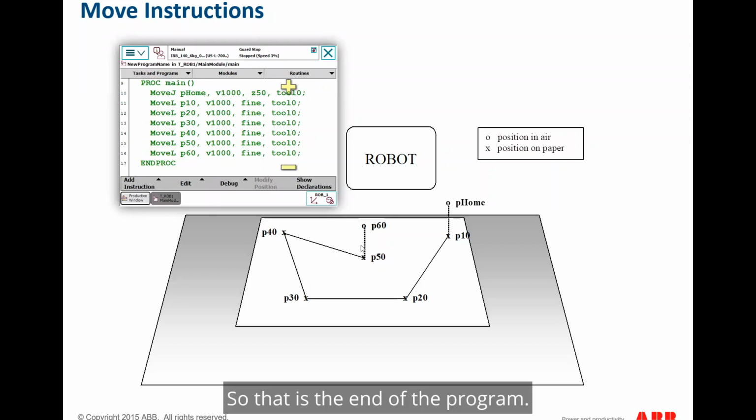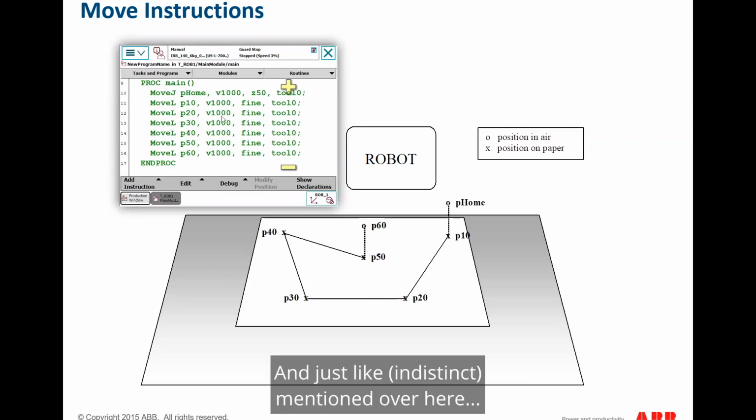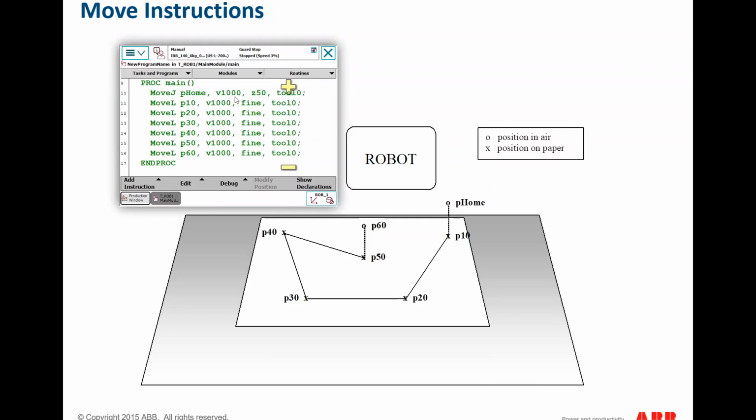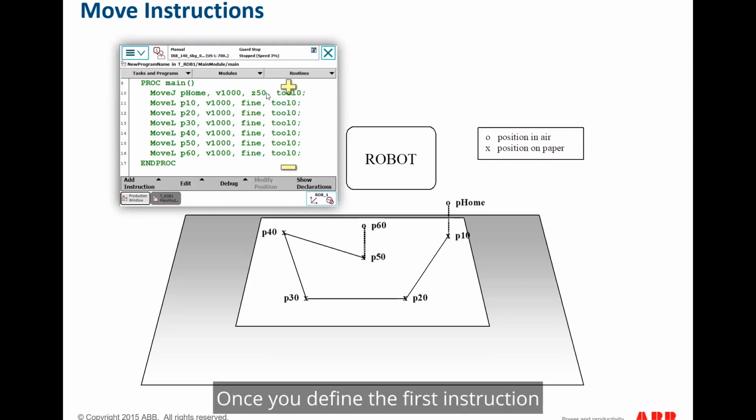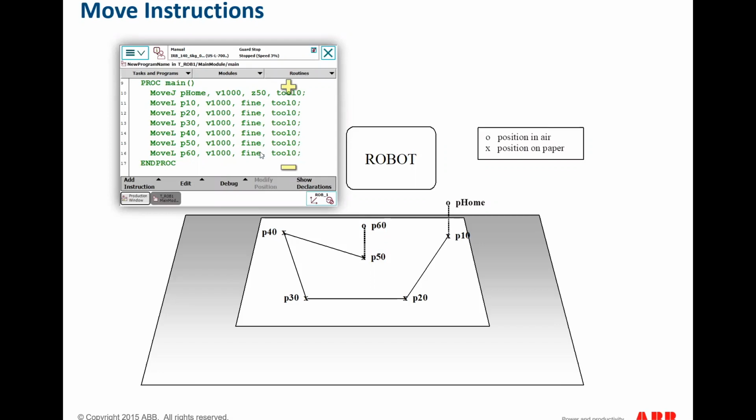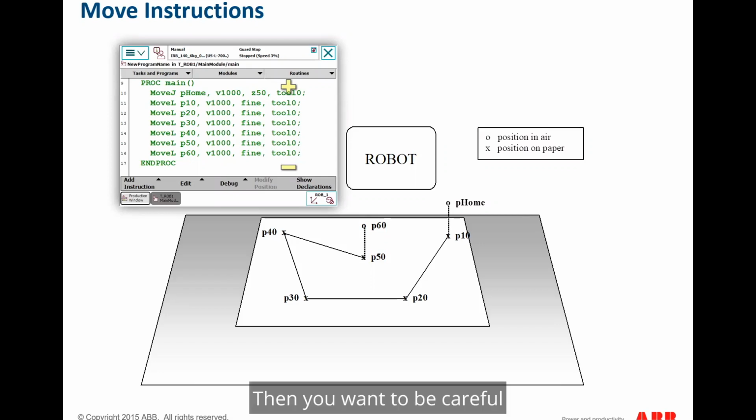So that is the end of the program. And just like Dr. Revu mentioned over here, once you define the first instruction, and pretty much all the velocity, the zone and the tool data over here, if you want to change, see here we have changed the zone from 50 to 5, and the following are all the same. So you want to be careful when you write a real program on your own.